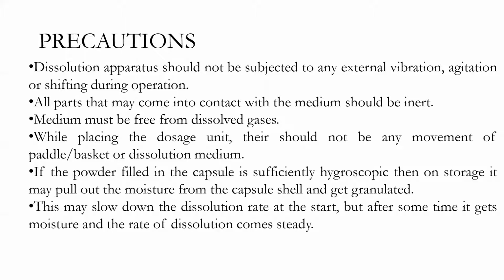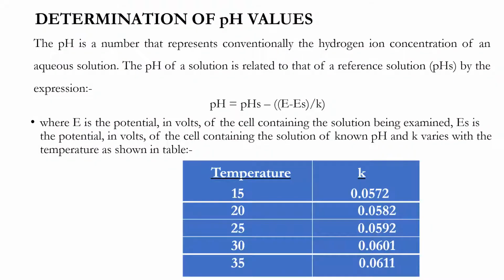Some precautions: the apparatus should not be subjected to any external vibration. The medium should be inert and free from dissolved gases. If the powder filled in a capsule is sufficiently hygroscopic, it should be stored properly, as it may pull in moisture, so it should be granulated. We also need to use some buffers, and gastric juice or enteric juice should be artificial and free from disorder cases.